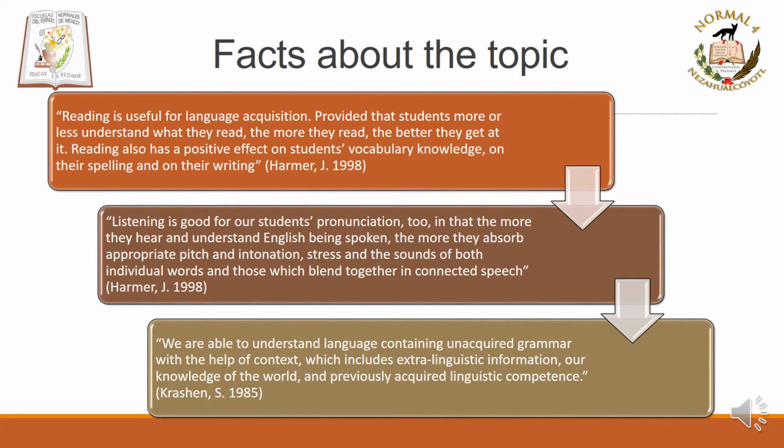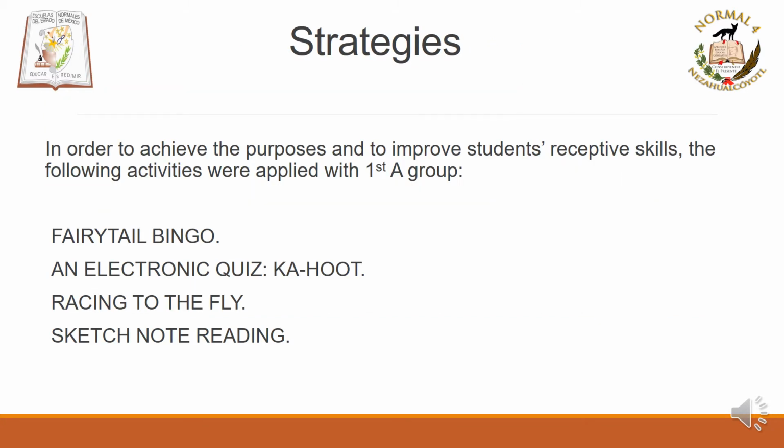And at the end, I have a quotation from Krashen, which says that we're able to understand language containing unacquired grammar with the help of context, which includes extra linguistic information, our knowledge of the world, and previously acquired linguistic competence.